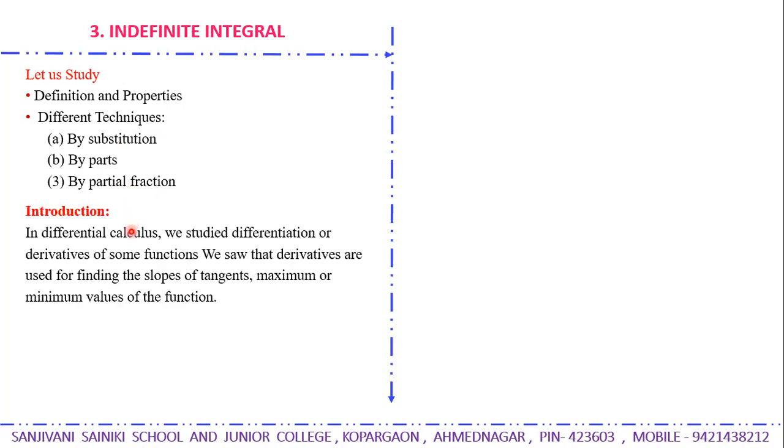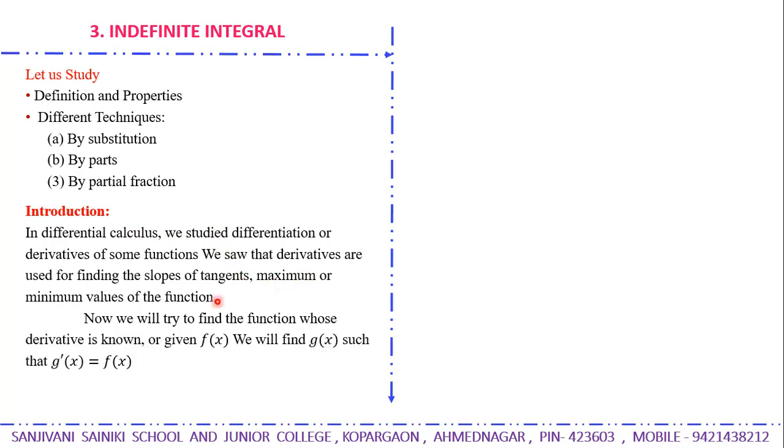In the last chapter, or in the first chapter, we studied how to find the derivatives of the given function. What are the applications of derivatives? What is meant by slopes of the tangents, maximum value, minimum value of the function? Now, we will try to find the function whose derivative is known. We will go backward. We have given the function, then we find out its derivative. Now we will find the function whose derivative is known.